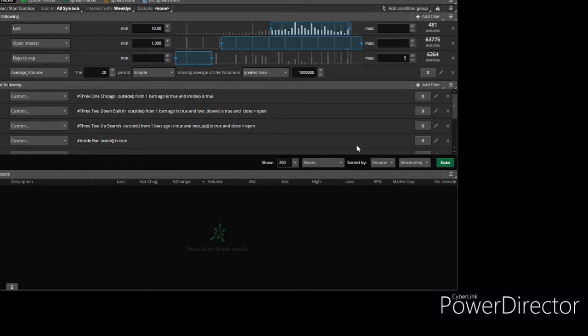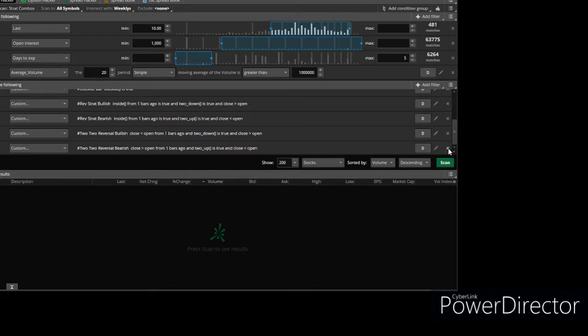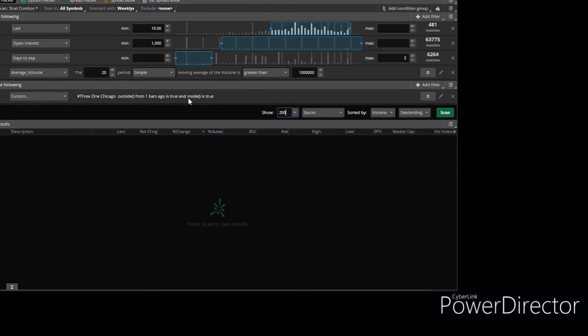And then when you load it up, it looks like this. So the best way to organize it, because it's basically every strat signal, is to load it up like this and then delete the ones you don't want and save them. So as an example, I'm going to delete all of them except for the 3-1. Then I would save it as 3-1. I've done that with the 2-2 reversal, the 3-2 down, the 3-2 up, the rev strat.